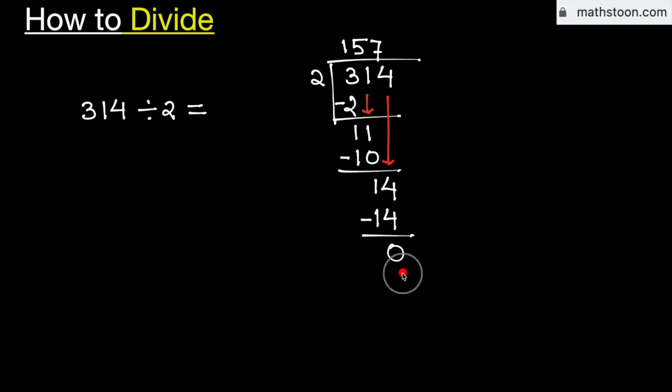As we get the number 0 and we have no number to bring down here, so we will stop. Therefore, 314 divided by 2 is equal to this number 157. And this is our final answer.